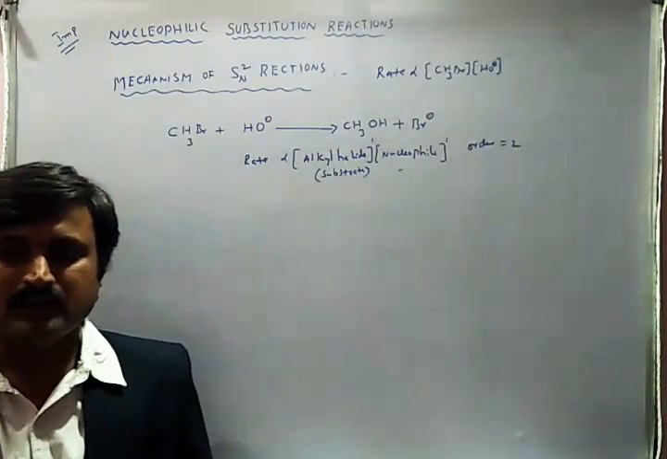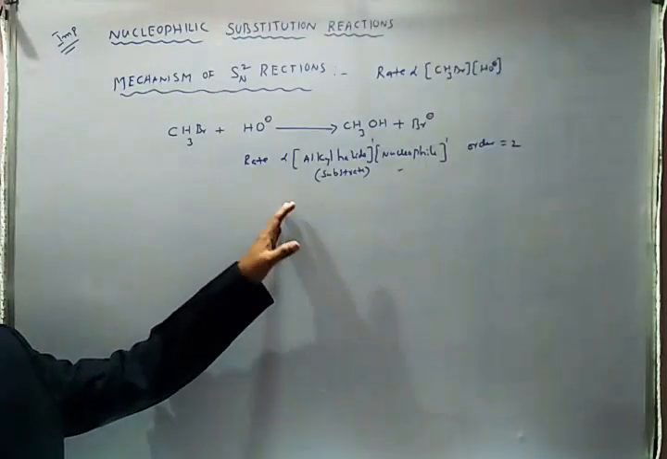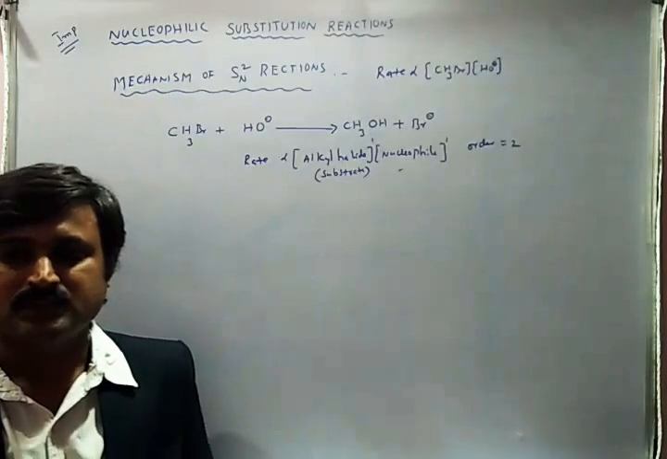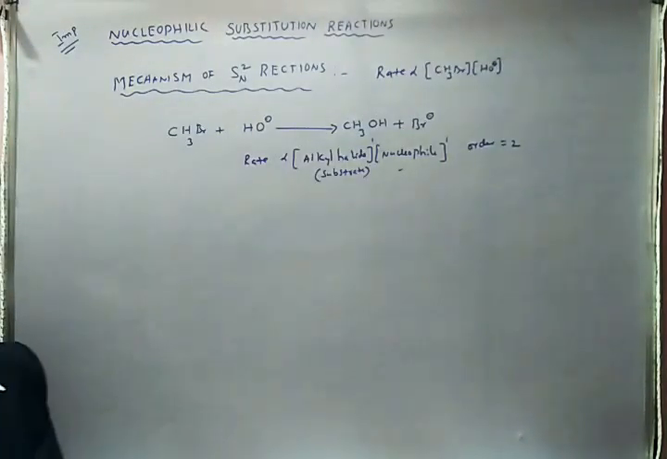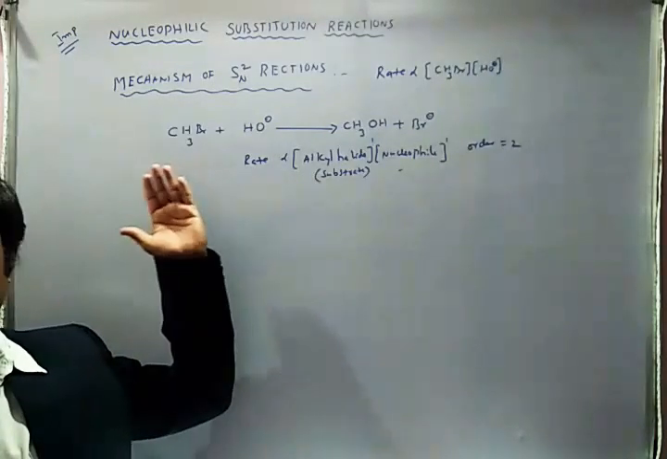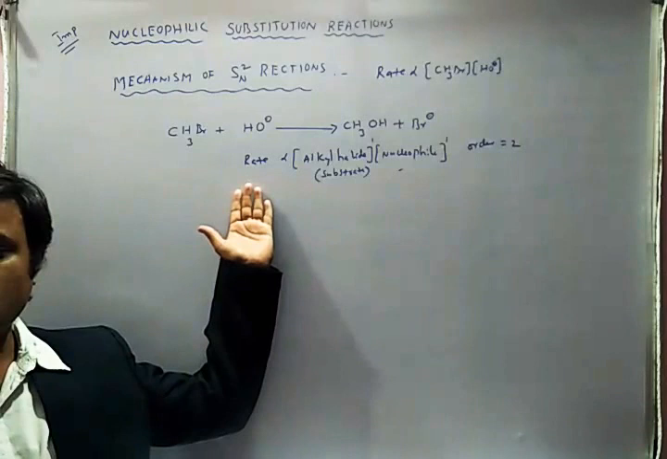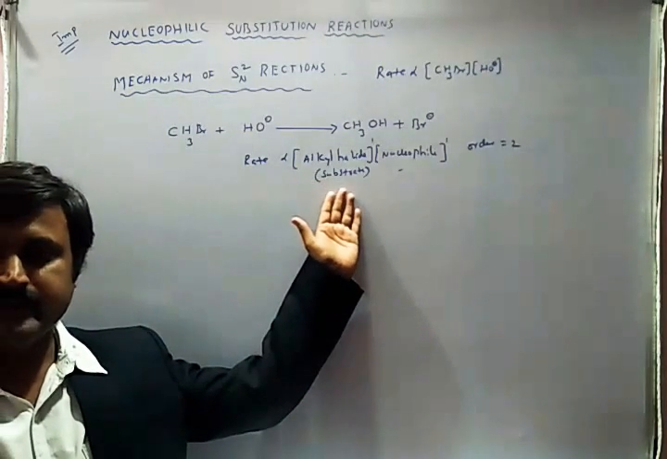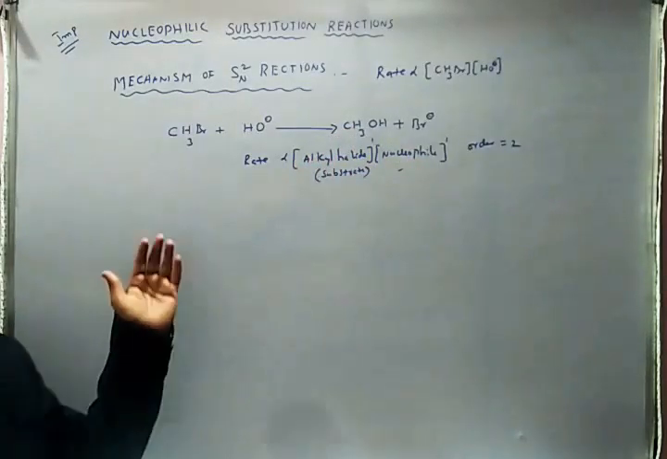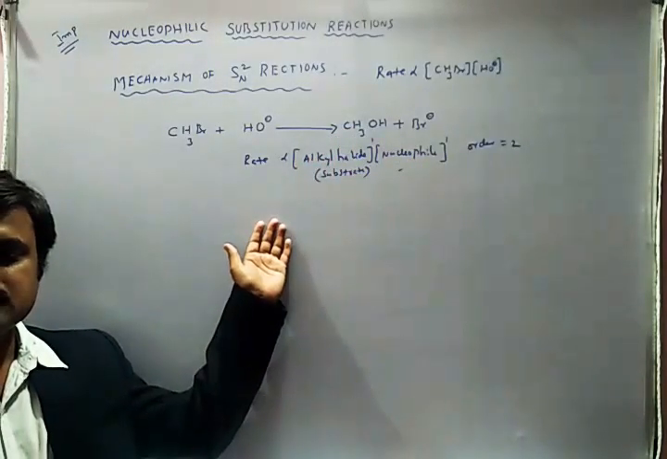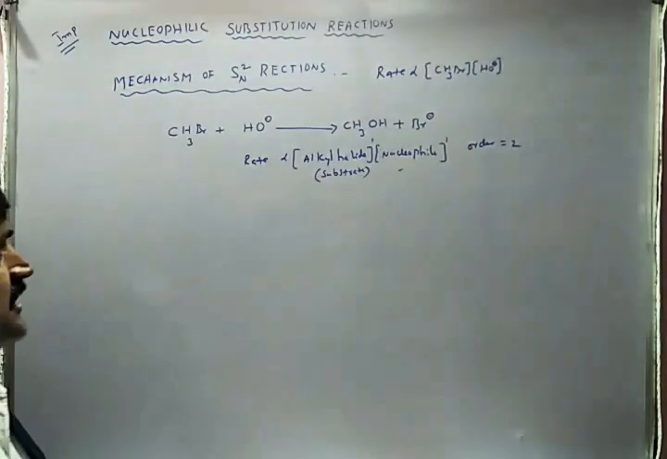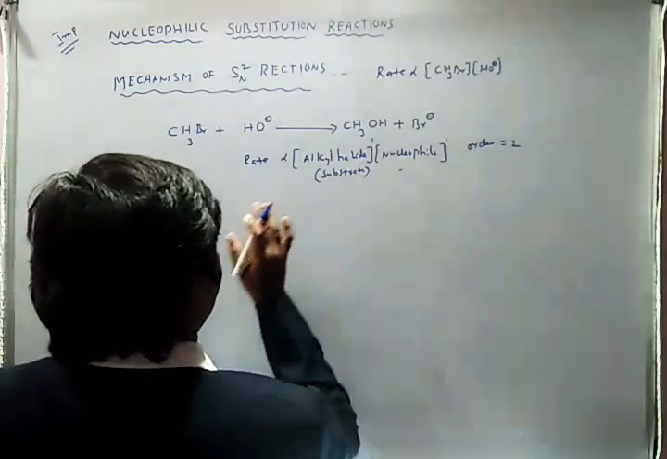So the rate law tells us which molecules are involved in the transition state of the rate determining step. Moving on, from the rate law of the reaction of methyl bromide with hydroxide ion, we know that both methyl bromide and hydroxide ion are involved in the rate determining step. So the transition state is bimolecular, involving two molecules.